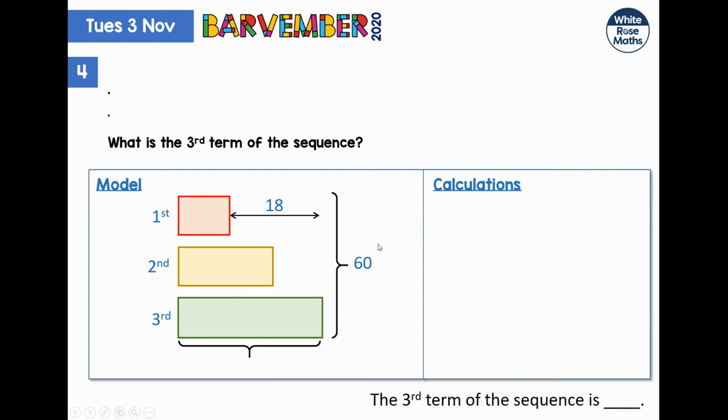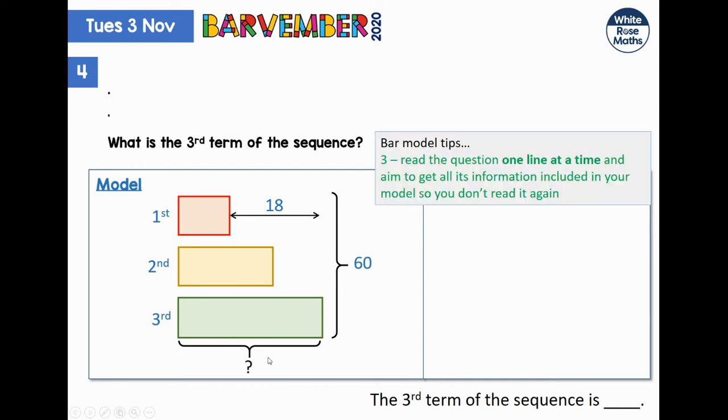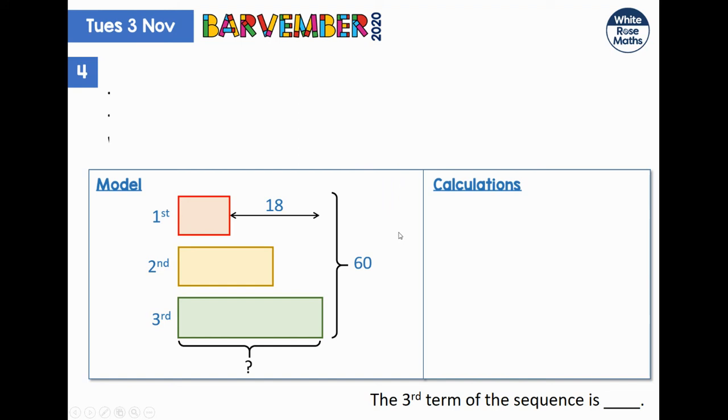And what is the third term of the sequence? Well, I've now included that. So look, my whole worded question has disappeared, and all I'm left with now is my pictorial model, and that tells me everything I need to know that was in the question.